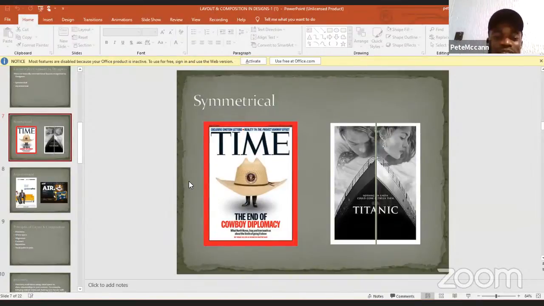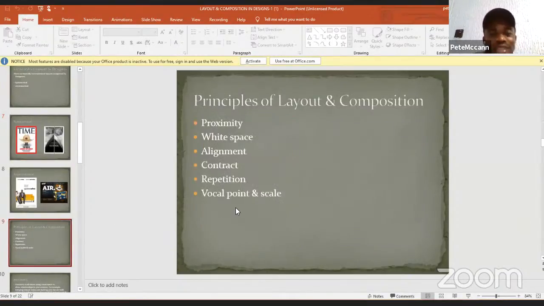So once you see, you know that this person is talking about cowboy. If you look at the text, it's talking about cowboy. If you look at the image, it's talking about cowboy. So when you look at the title, it's talking about the names of a cowboy. So these are the principles we need to understand when it comes to layout and composition in design.